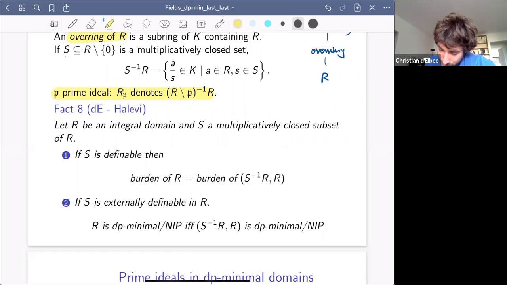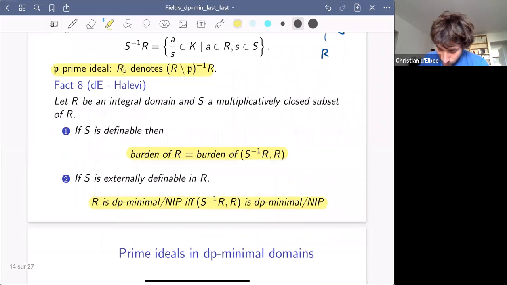So what we proved is that if you have a multiplicatively closed set which is definable, then the localization preserves the burden. And if it's externally definable, which you can deal with in DP minimal and in general NIP structures, so you can also consider them, it will also preserve the DP rank, the DP minimality, etc. For those who would not know, externally definable means that it is the trace of a definable set, but with parameters in an elementary extension.